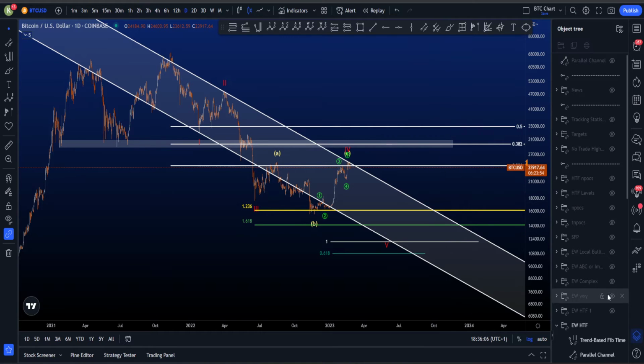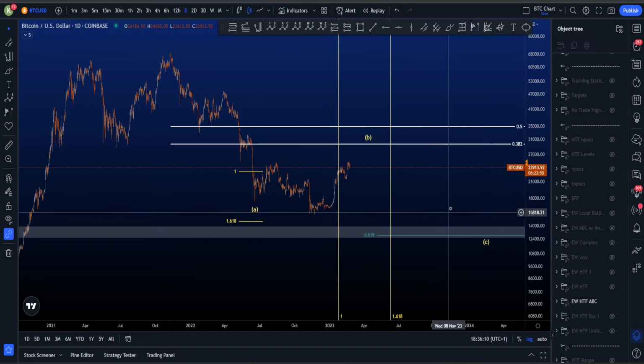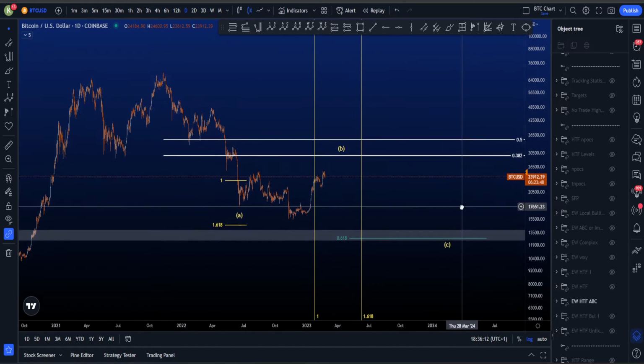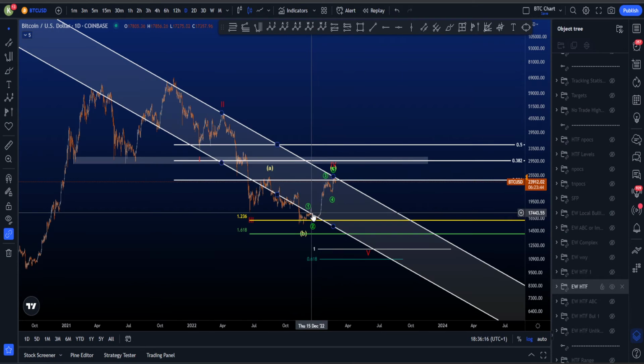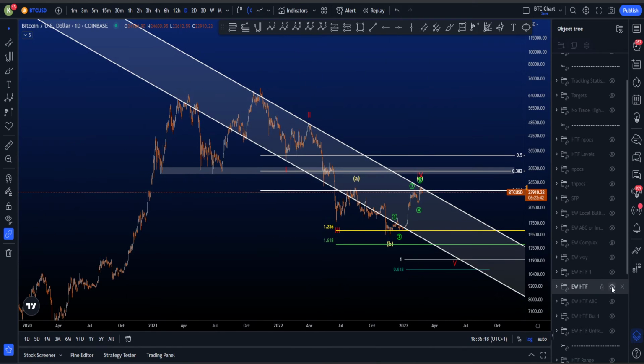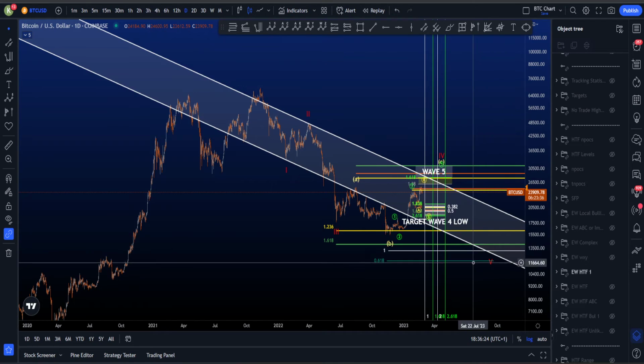scenario, but in my opinion, it is not as good as this one. So this is still a more preferred scenario in my opinion. I like this one better than this one. Okay, and then the final one, where I will also explain why I think wave 4 might not be finished, is this one.